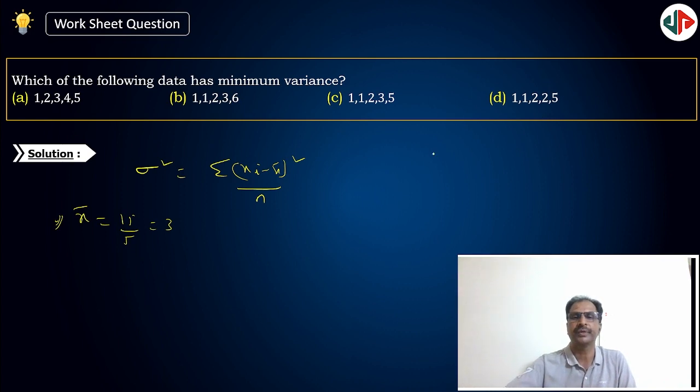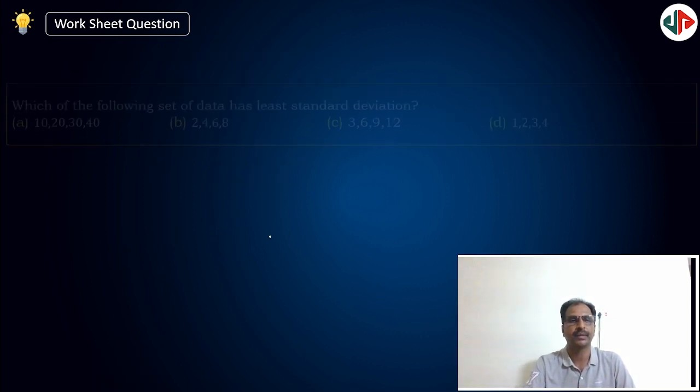So like that, if you verify all the options, wherever you get xi minus x bar as least, obviously variance will be minimum. So if you observe the first option, 1, 2, 3, 4, 5, here the mean is x bar and these are the observations. Xi minus x bar values will be 2, 1, 0, 1, 2 like that. So which has the least value? So option A is correct.